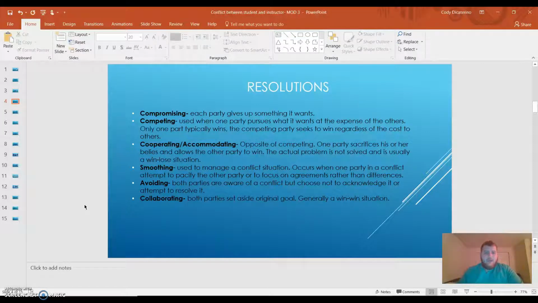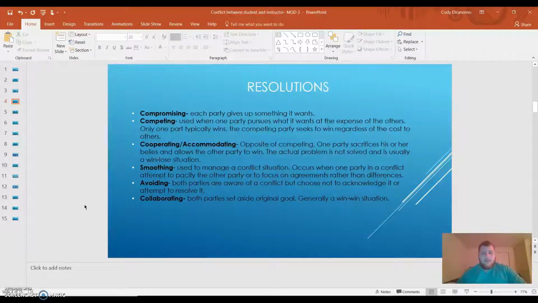Competing is when one party pursues what it wants at the expense of others. So basically one person wants something and they're being hard-headed and they're doing everything that they possibly can do to get it without thinking about the other person. It's very one-sided. Only one party typically wins. The competing party seeks to win regardless of what cost to others.